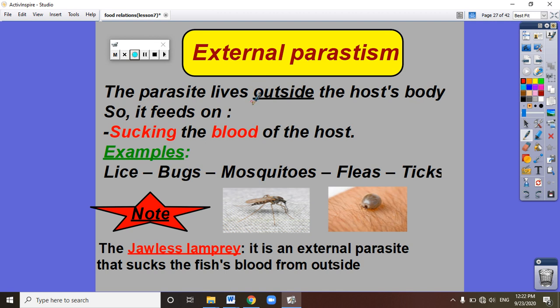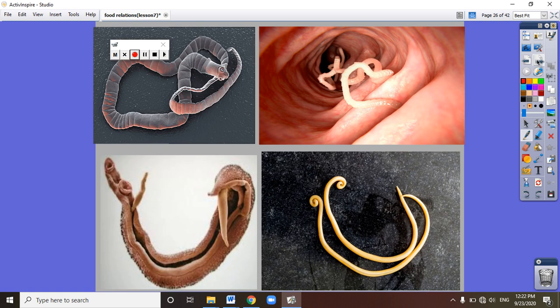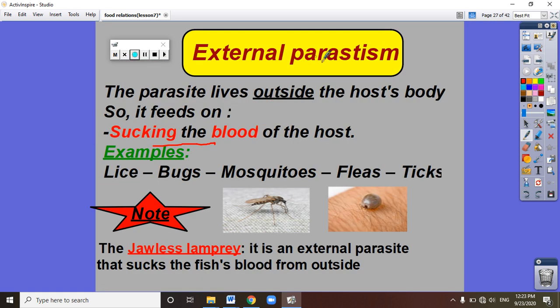Okay, let's know now the external parasitism. In external parasitism, the parasite lives outside the host's body and feeds on sucking the blood of the host. So don't forget, in internal parasitism, the parasite feeds on digested food, cells, and tissues of the host. But in external parasitism, the parasite lives outside the host's body, and it feeds on sucking the blood of the host. Examples for external parasites are lice, bugs, mosquitoes, flies and ticks. We all know the mosquitoes.